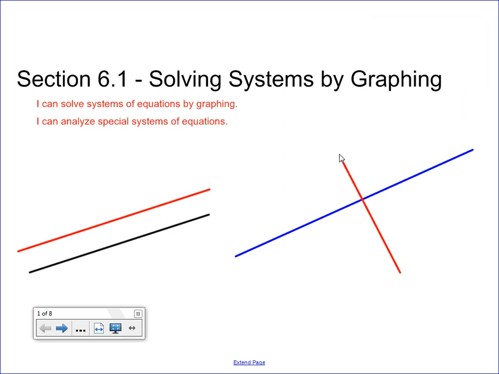Okay, so today we're going to be starting our first section of chapter 6, which is 6.1. And we're going to be solving systems by graphing. So hopefully by the end of this section you can say that I can solve a system of equations by graphing and I can analyze special systems of equations.